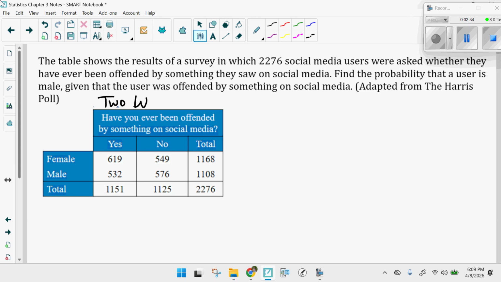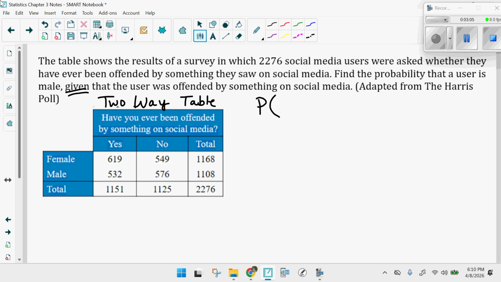Secondly, we'll find some conditional probabilities from a chart, and this is called a two-way table. Two-way tables are used to organize categorical data. So you can see that the data that's collected is in words, yes and no, and then male and female, so this would be categorical data. Of these 2,276 social media users, they were asked if they've ever been offended by something they saw on social media. Find the probability that a user is male given that the user was offended by something on social media.